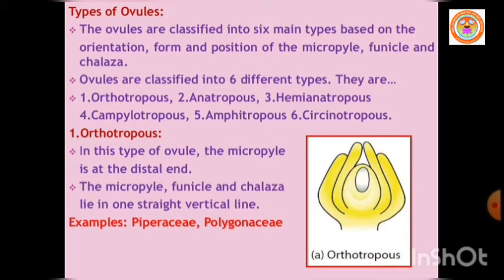Dear students, today we are going to continue chapter 1 in botany, asexual and sexual reproduction in plants, in which types of ovules. In the previous session, we discussed the structure of an ovule, which is also known as megasporangium, in detail. Various parts of the ovule were discussed, and you may remember inside the ovule the embryo sac is found. Embryo sac is also called the female gametophyte.